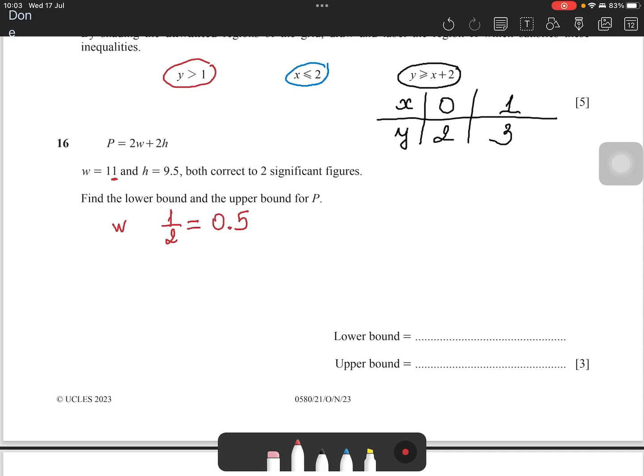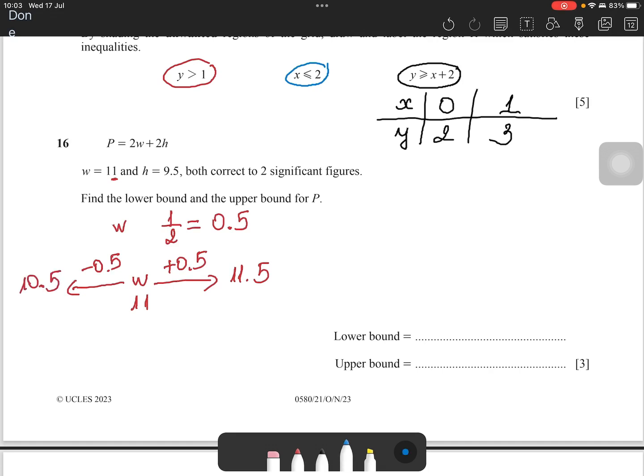Then for W, we need to add or subtract 0.5 to find the upper and lower bound for W. 11 plus 0.5 is 11.5. And 11 minus 0.5 is 10.5.